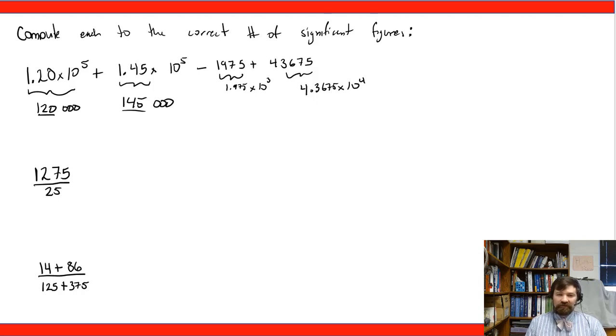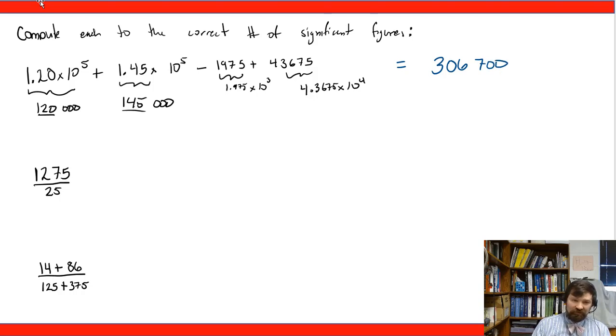So go ahead and pause your video, work these out, and then hit play. All right, so this first one right here, if we were to add and subtract the numbers, I'll use the calculator. We have 120,000 plus 145,000 minus 1,975 plus 43,675. And if you just strictly enter all those numbers into the calculator, you get 306,700.